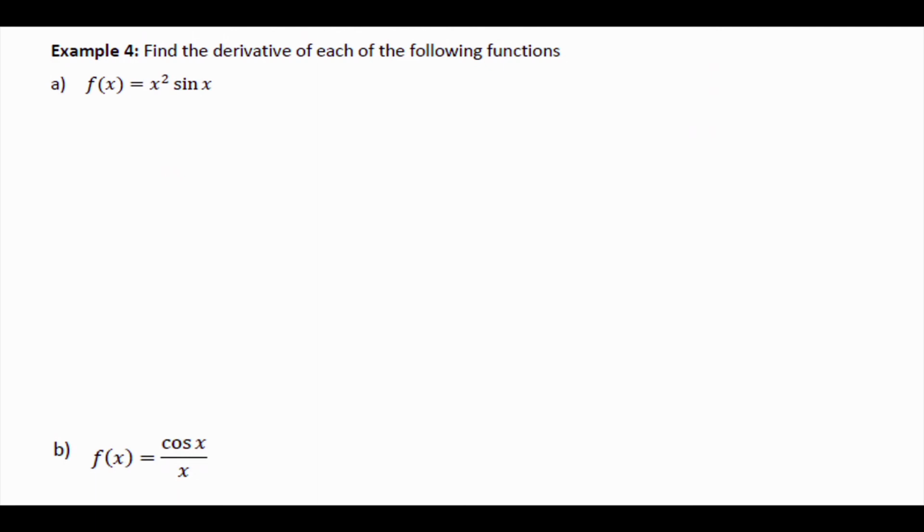Yeah, product rule. Because this guy is x squared times sine of x. These guys are separate. X squared is not a coefficient. It's a function being multiplied times sine of x. So this is a product rule problem. Okay? So let's set it up.